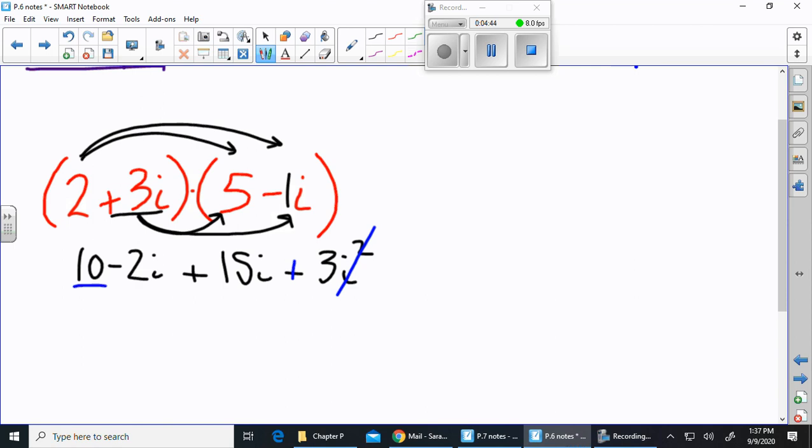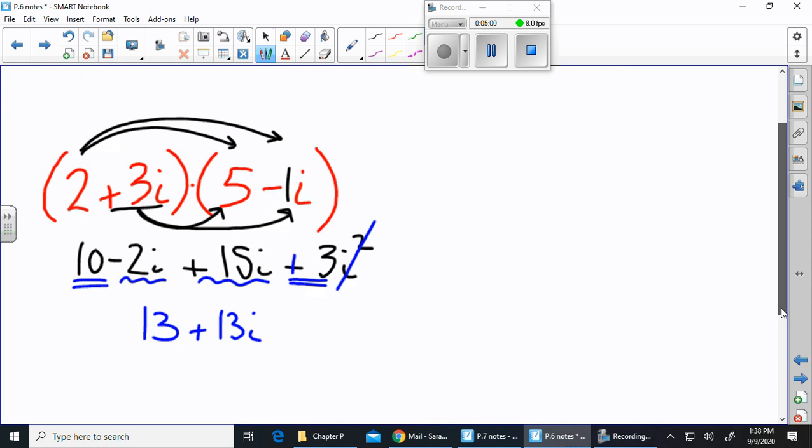So if you remember that, that's really when we got rid of that and changed the sign. So now put together like terms. 10 plus 3 is 13. -2i plus 15i is a positive 13i. And that's all you can do.